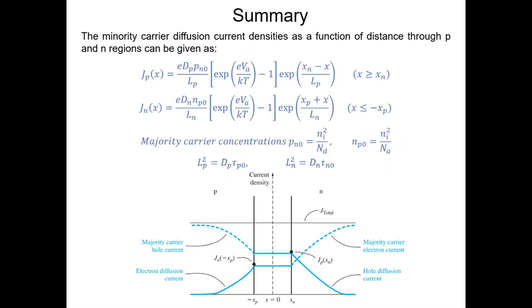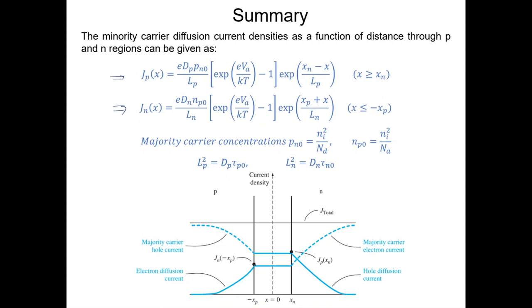Now we summarize what we did. We basically found the minority carrier diffusion current densities as a function of distance along the N and the P region, and using these minority carrier diffusion current densities, we actually calculated the minority carrier diffusion current at a given point.